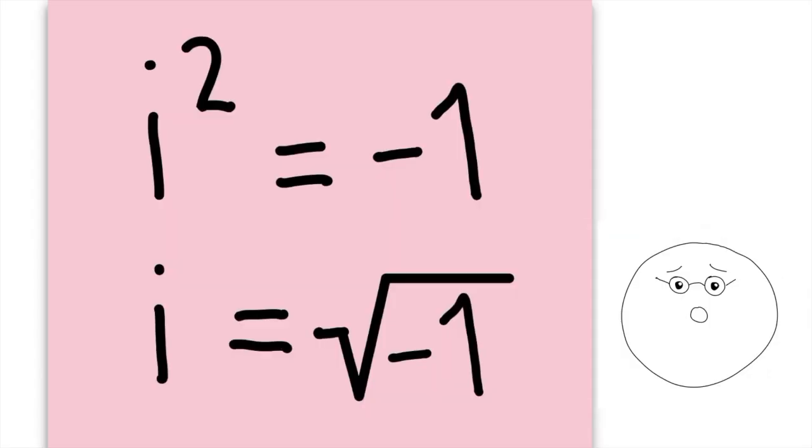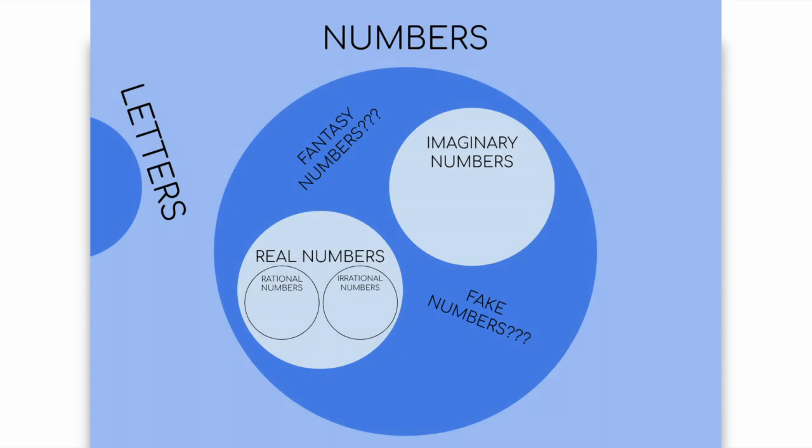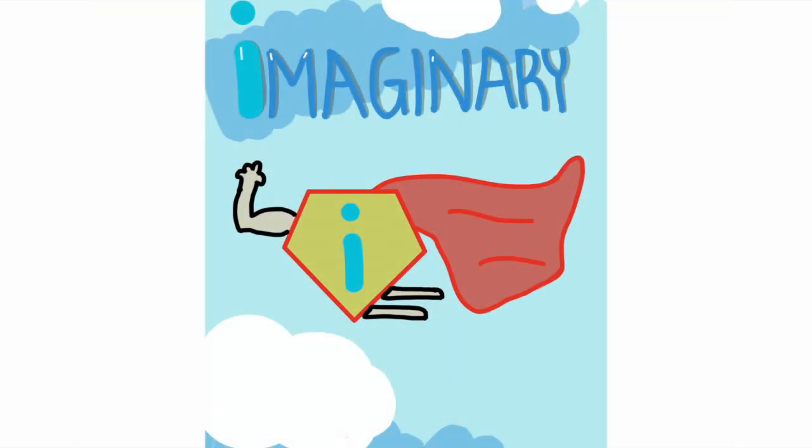i is the square root of -1. Huh? The square root of a negative number? That doesn't make sense. Well, it isn't possible in the realm of real numbers, which is why mathematicians have created a separate category of numbers called imaginary numbers, for numbers that deal with the square roots of negative numbers.